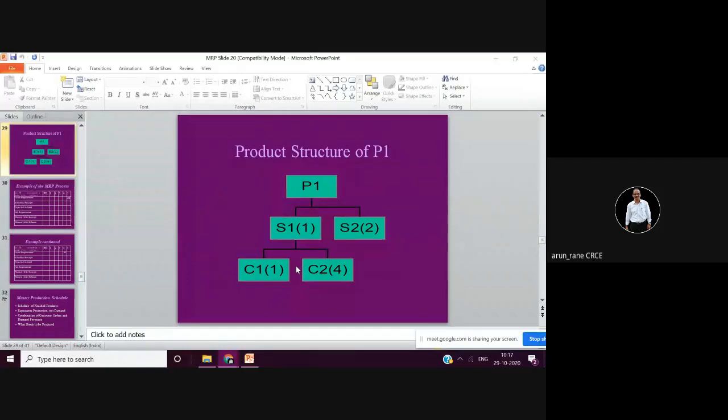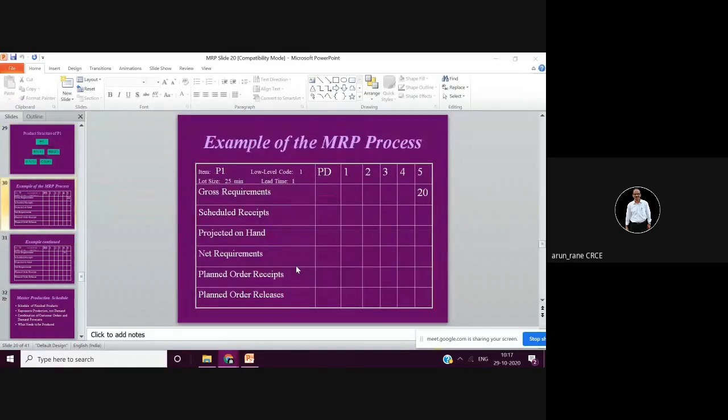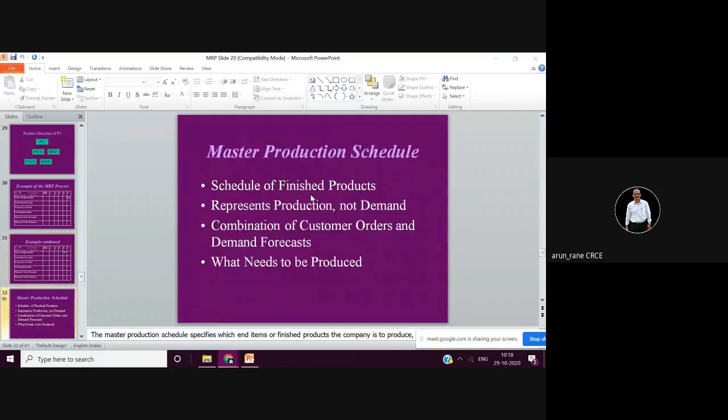So this is the product structure which we discussed. This is again the same repetition, and as I said, you have to work backward. This is 1, 2, 3, 4, 5. These are nothing but the weeks. In the fourth week, my requirement is 20 pieces. So you have to work backward, like the example I gave of an examination.